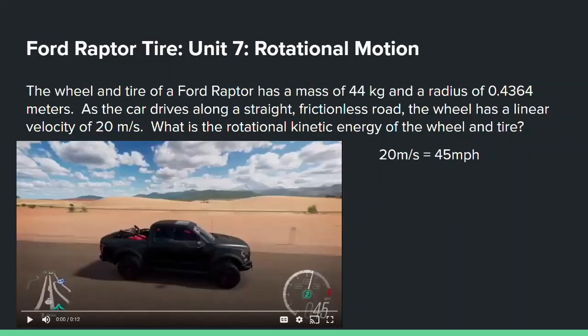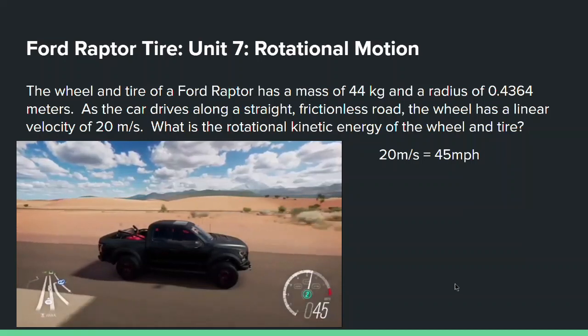The third situation involving Forza is a Ford Raptor that is traveling along a frictionless road. And one of the wheel and tire systems has a mass of 44 kilograms and a radius of 0.4364 meters. And the wheel has a tangential velocity of 20 meters per second, and we need to find what the rotational kinetic energy will be of the wheel and tire. So here is a video of the problem.